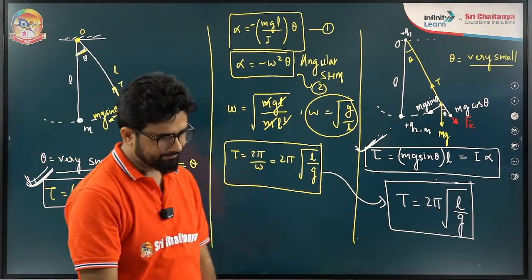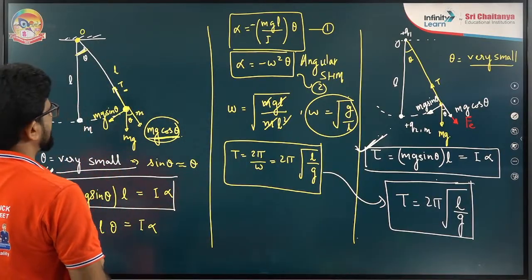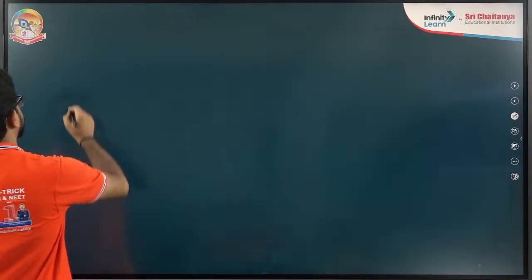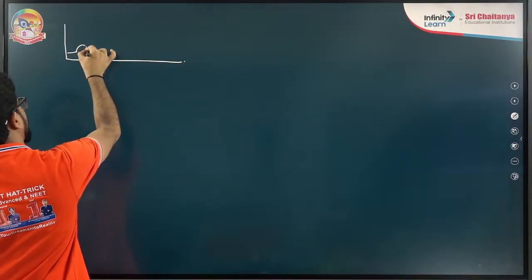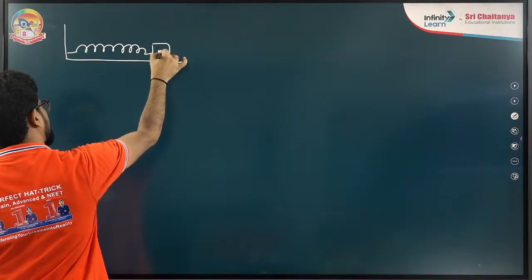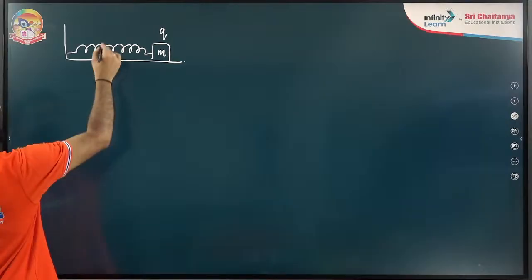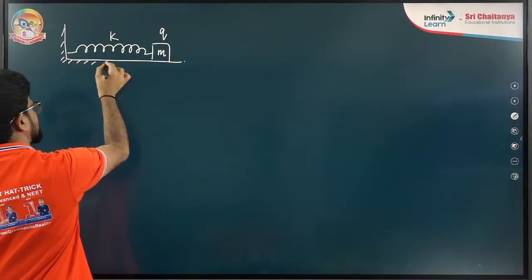Reply, beta. I will take you to the next problem. The next problem is there, beta. Please focus. I am putting it here. There is one spring, beta. On this spring, the mass is m, the charge is q, and it is placed.